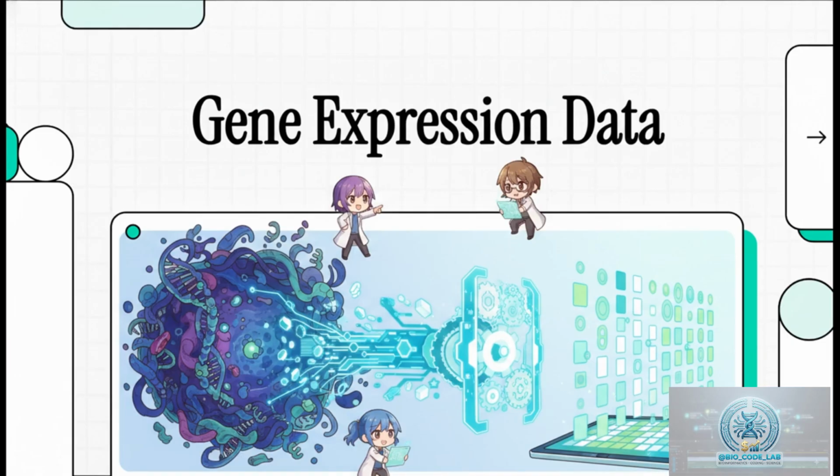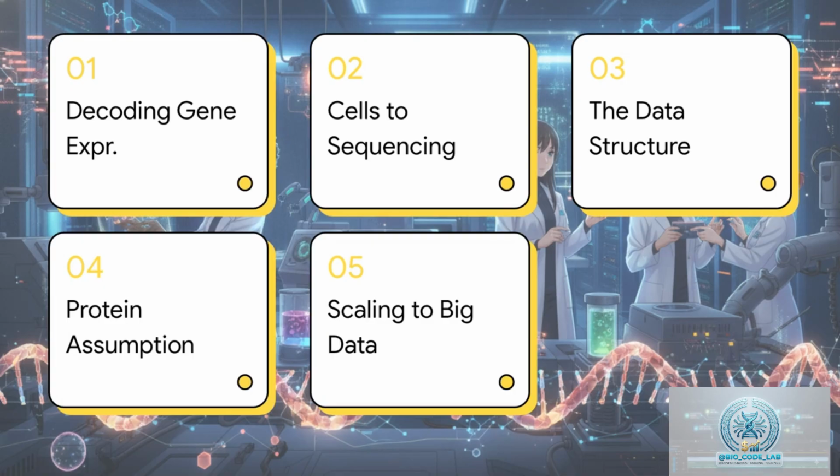Let's get into it. All right, here's our roadmap for today. First, decoding gene expression. Second, from cells to sequencing. Third, the data structure explained. Fourth, the protein proxy assumption. And finally, scaling up to big data.